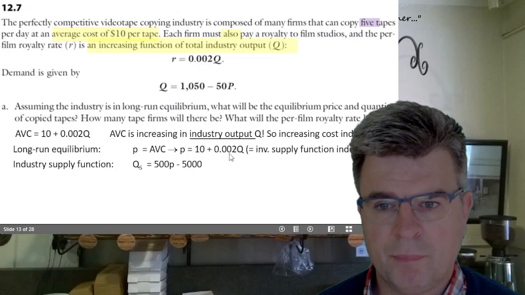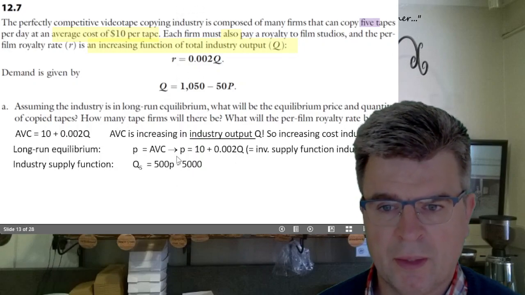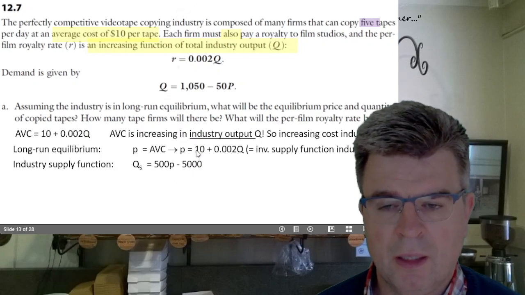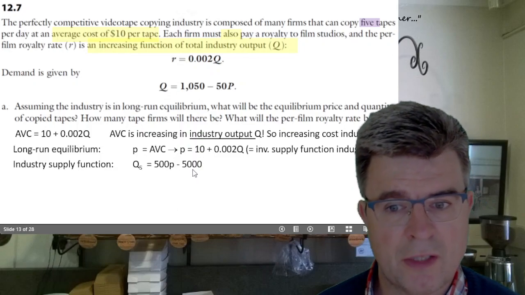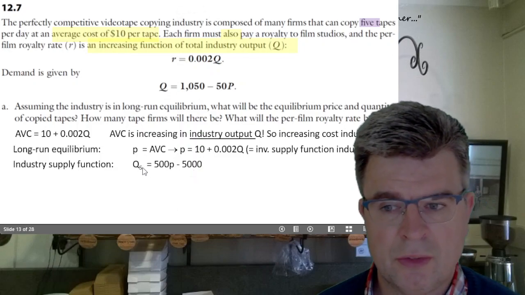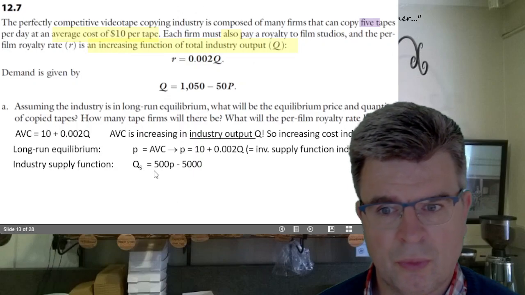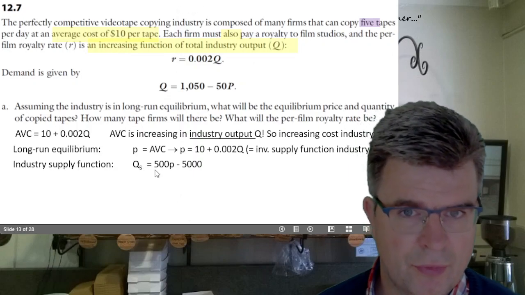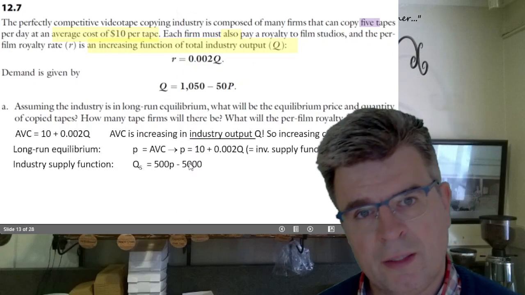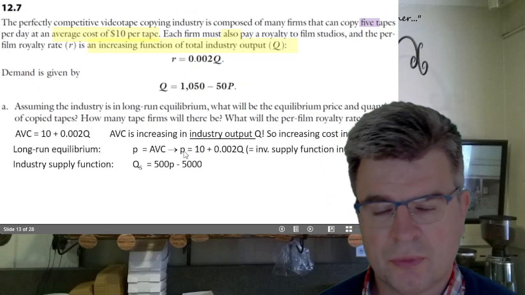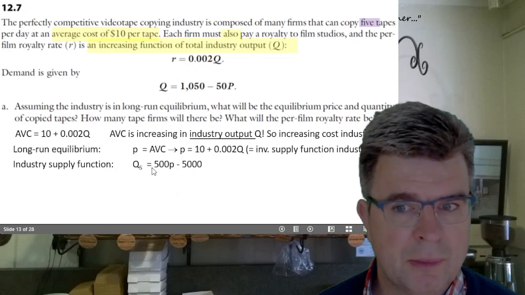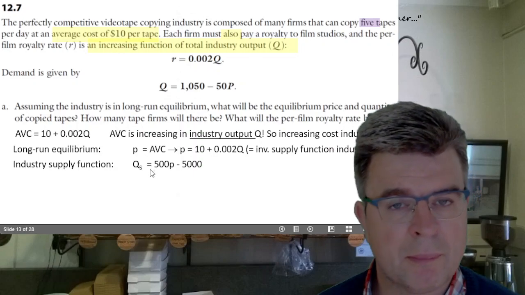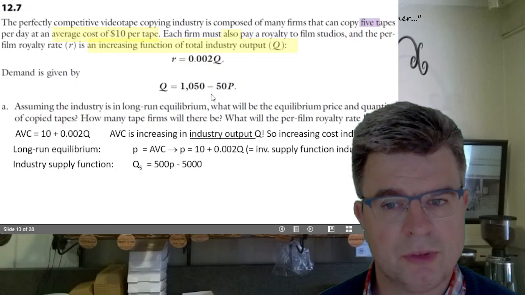So we solve for Q. We multiply everything with 500 and we get 500p. Bring this to the left hand side, 10 times 500 is 5000, and the industry supply function is identical to 500p minus 5000. It's important to get this first step in order to arrive at this point. Once you are here, it becomes a simple exercise because the long run equilibrium is the point where supply equals demand.